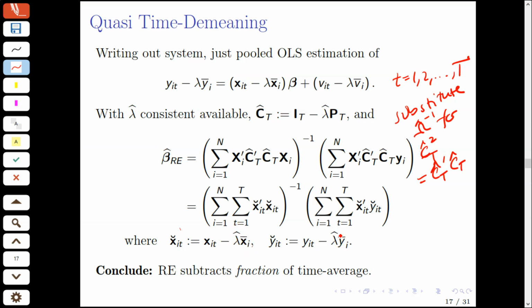So what this slide shows you is that the random effects approach to estimation amounts to subtracting a fraction of the time average. Not the full time average, but a fraction thereof, since lambda is some number between 0 and 1. For this reason, random effects is sometimes referred to as quasi-time demeaning. Quasi, since it's not fully time demeaning, but something that resembles time demeaning.